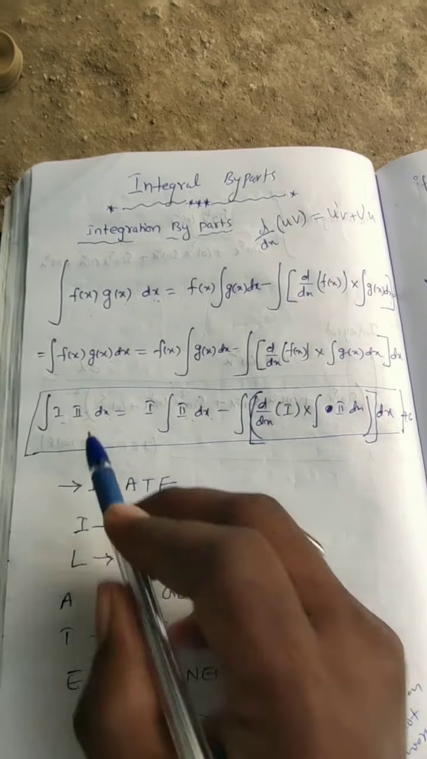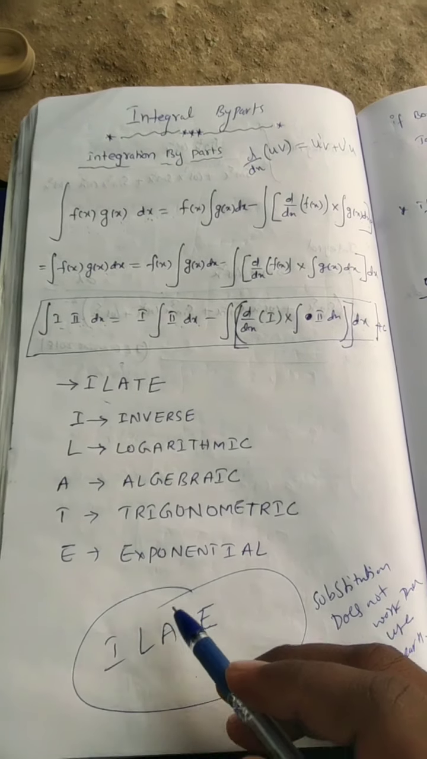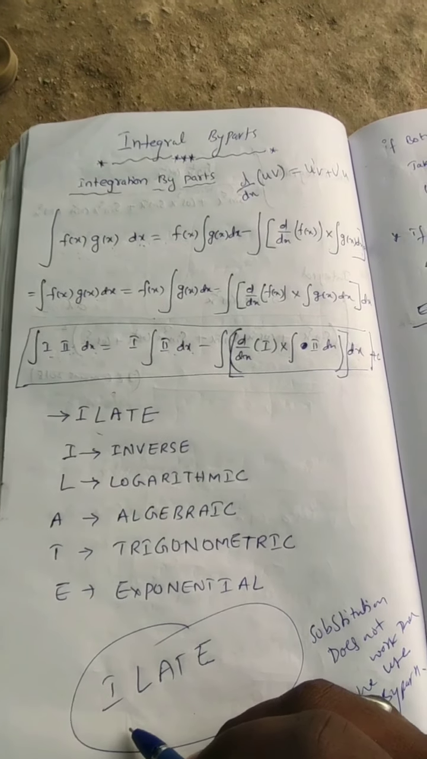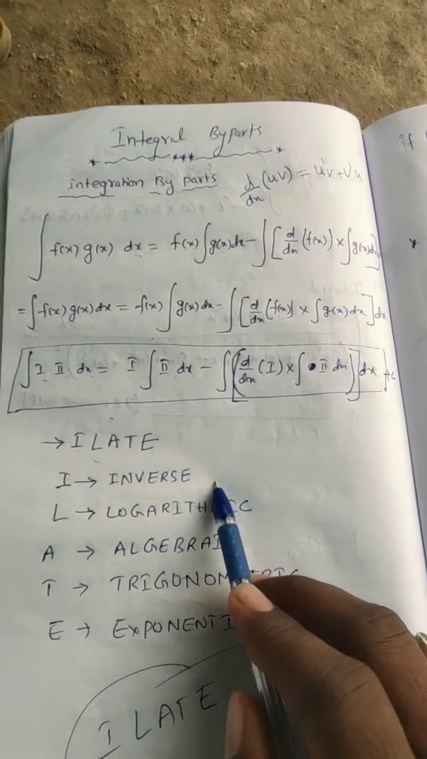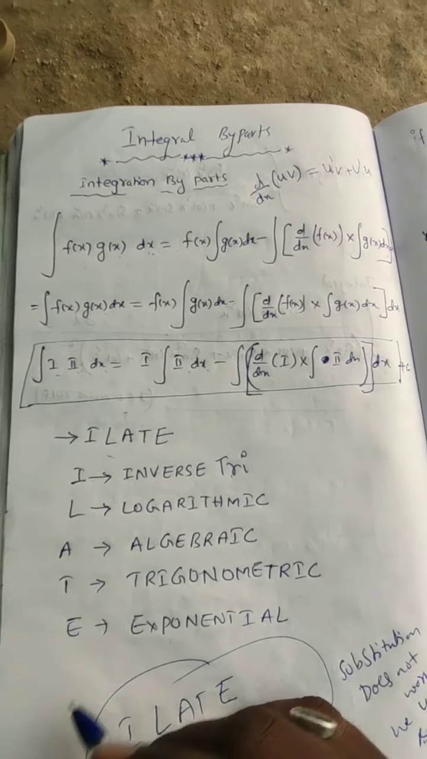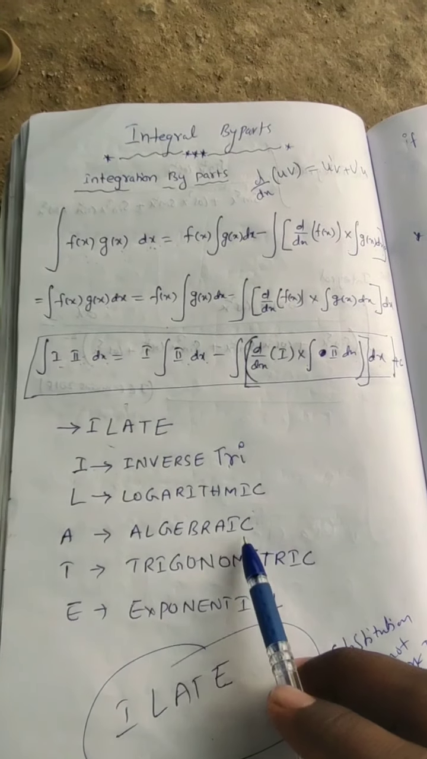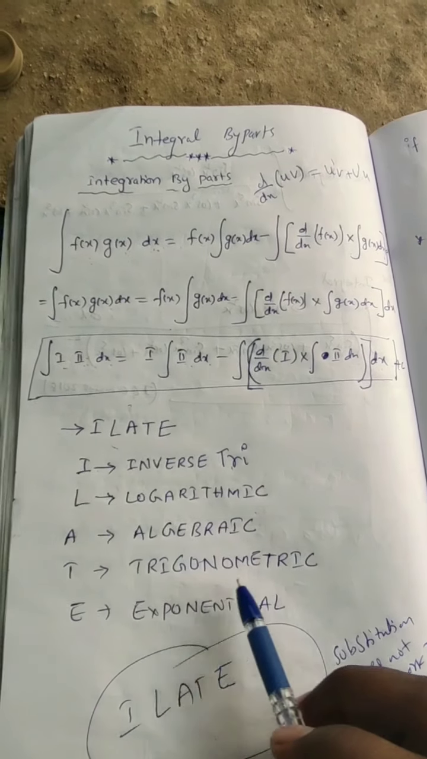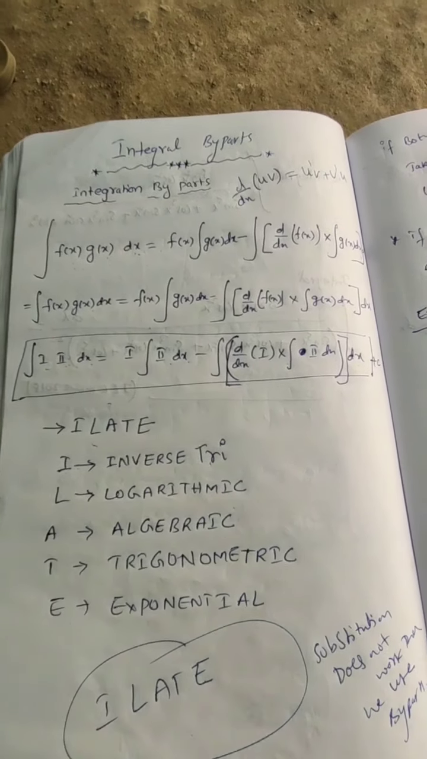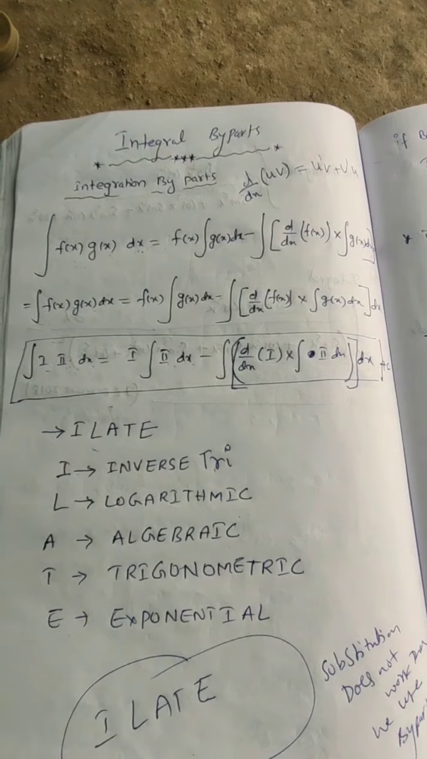To find the first function and second function, we use a thumb rule, that is ILATE. What is the meaning of ILATE? I stands for inverse trigonometry, L stands for logarithm, A stands for algebra, T stands for trigonometry, E stands for exponential. You will understand when I am explaining a problem. Wait and see.